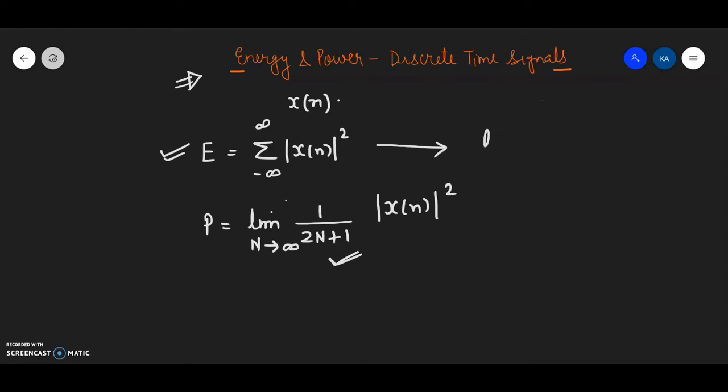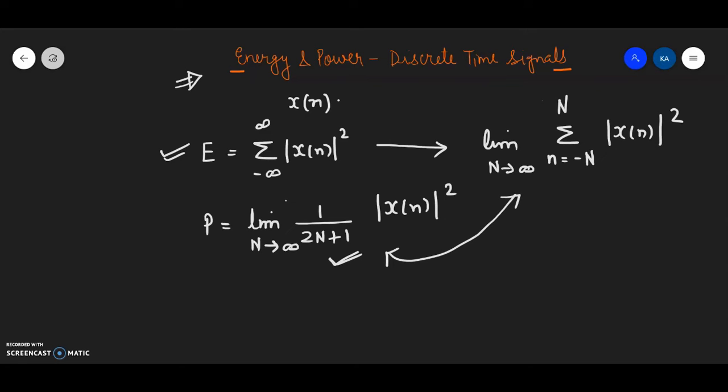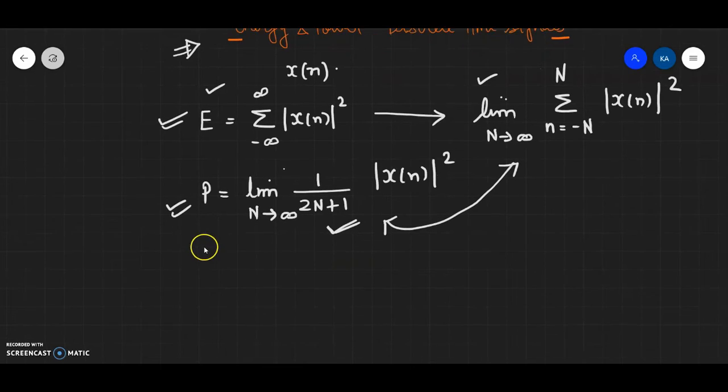You can rather write this formula as limit n tending to infinity, fine, and this will be small n is equal to minus n to n, and rest of the formula remains same. See, now both the formulas are in terms of limits, so now it becomes relatively easy for you to memorize both the formulas. Fine, the formula in this form is also okay, and formula in this form is also okay. The only difference is I have incorporated a limit term so that it becomes easy for you to memorize it.